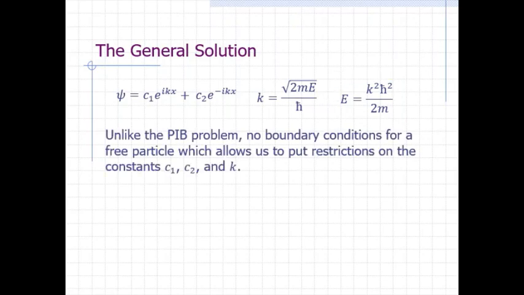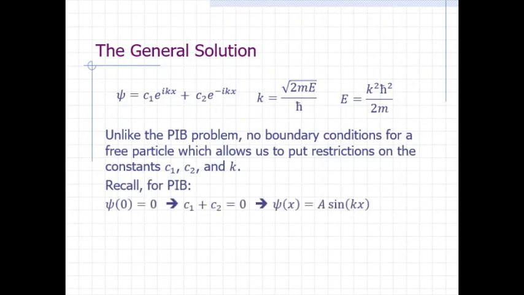Unlike the particle in a box problem, we don't have boundary conditions for a free particle, which would allow us to put restrictions on the constants c1, c2, and k. Recall that for a particle in a box, the condition that psi must be equal to 0 at x equals 0 requires that c1 plus c2 be equal to 0, which simplifies the expression for psi to some constant A times the sine of kx.